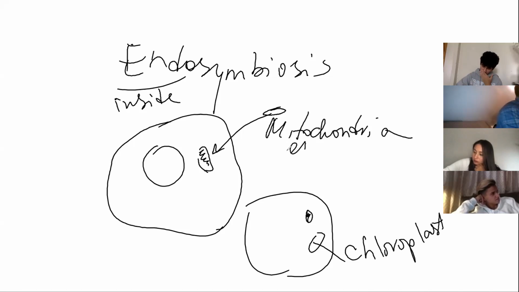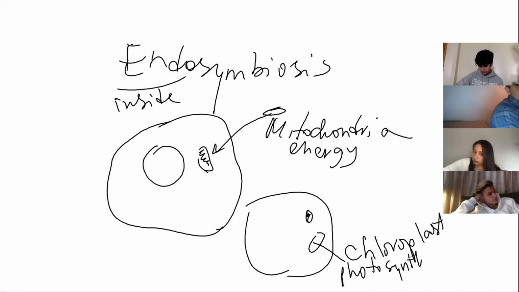So mitochondria is energy. Chloroplast is photosynthesis. And why is it actually so important to know that? What's really special about these two organelles is that they have their own genetic material. Because again, long ago, they were independent organisms, right? So they had their own DNA. So mitochondria inside your cells has its own DNA.